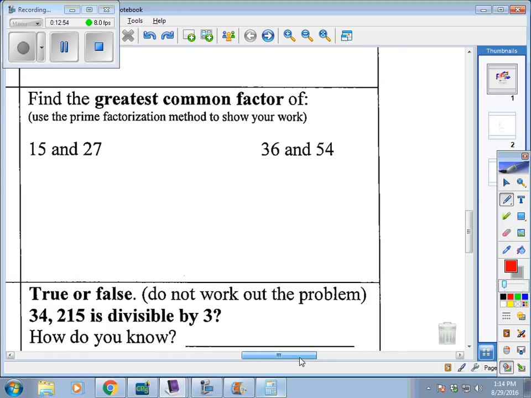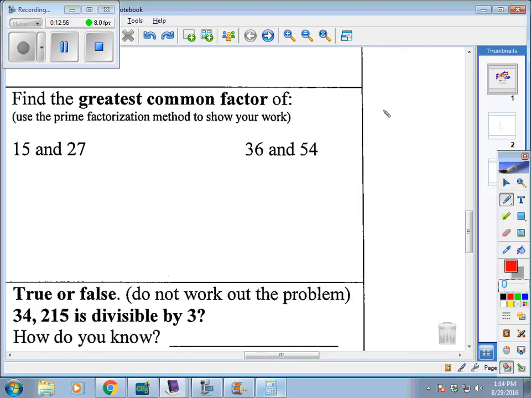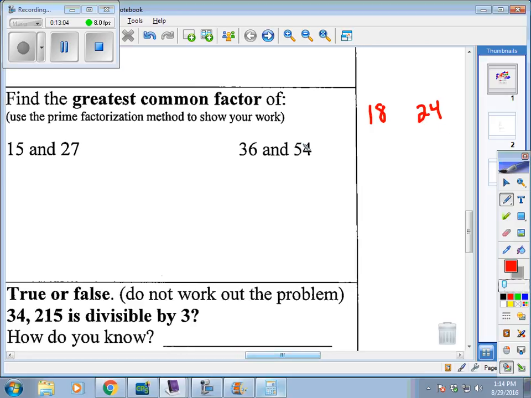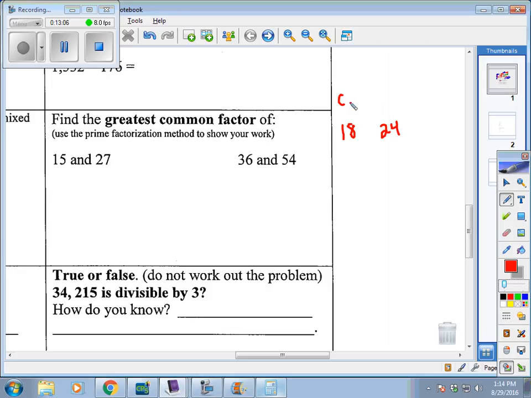Okay, GCF. A lot of us haven't done GCF yet, so I'm going to do an example. I'm going to do 18 and 24. Here's how you find GCF. This is actually chapter 1, LT number 6 and 7. We're going to be doing this probably Wednesday. So I'm going to give you a little view of how to do it. The first step, so this is what you'll do.